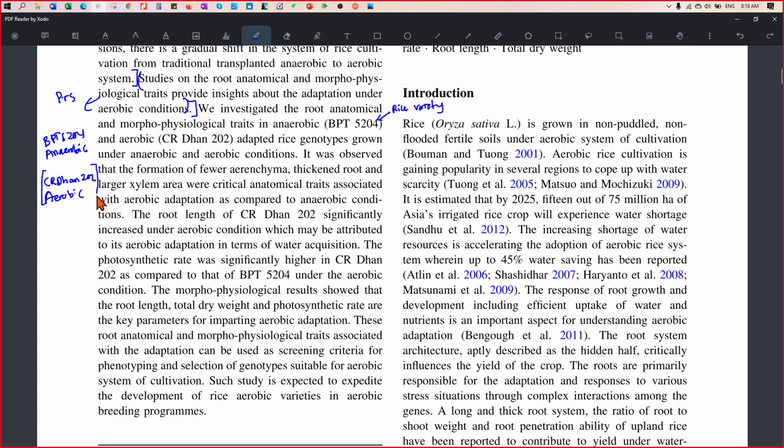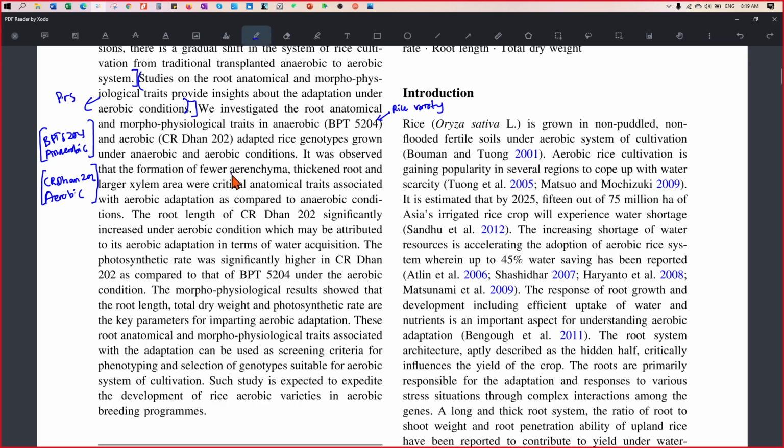One thing that you need to know, if you're not familiar with rice, is that it is able to grow in both anaerobic and aerobic conditions. However, because it's a semi-aquatic plant, after some time it can adapt to the growing condition. So that's why we associate BPT with anaerobic adaptation, while CR Dhan 202 we call adapted to aerobic condition. Okay, right. It was observed that the formation of fewer aerenchyma, thickened root, and larger xylem area were critical anatomical traits associated with aerobic adaptation as compared to anaerobic condition.